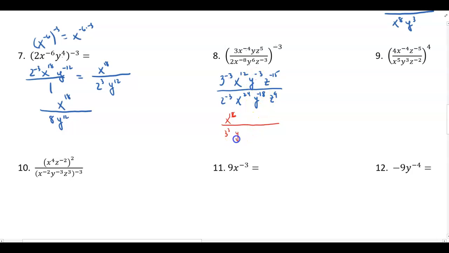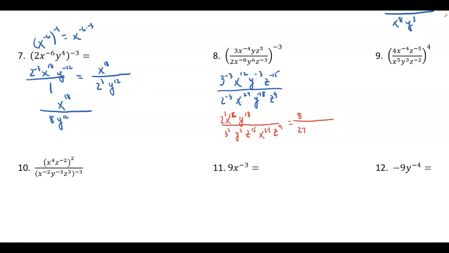Negative exponent goes down. Negative exponent goes down. Positive exponent comes up. Positive exponent stays down. Negative exponent goes up. Positive exponent stays down. Now, when I evaluate 2 to the third, what do I get? I get 8 over 27.